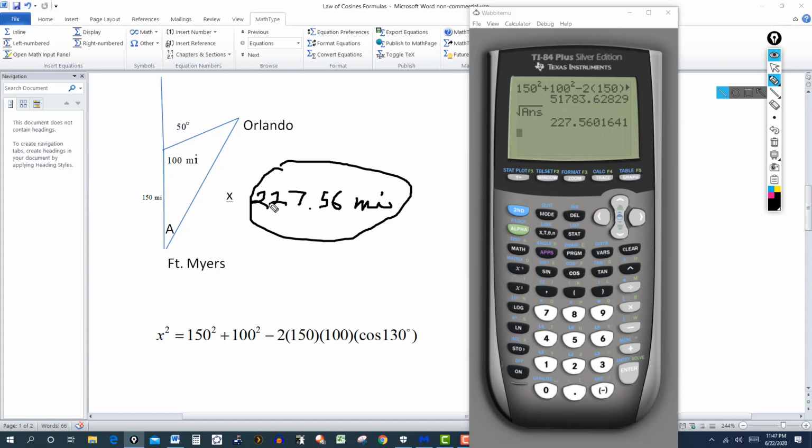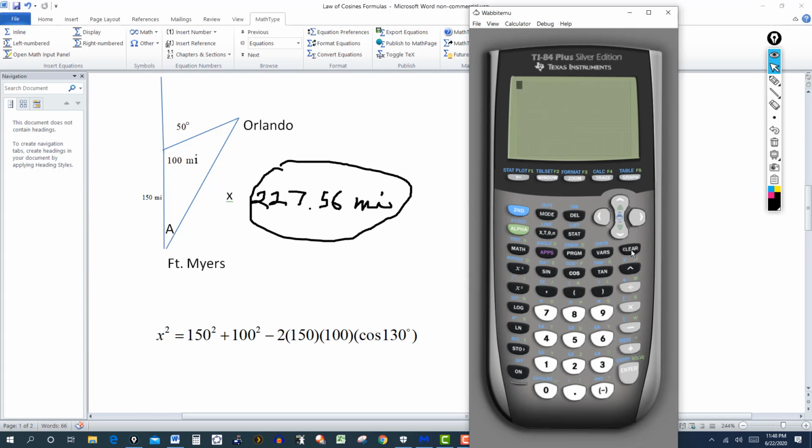Okay, so 227.56, that's x. Now we know basically all three sides of the triangle. And of course, the main thing is we needed x, so that's the answer to part A, 227.56 miles.